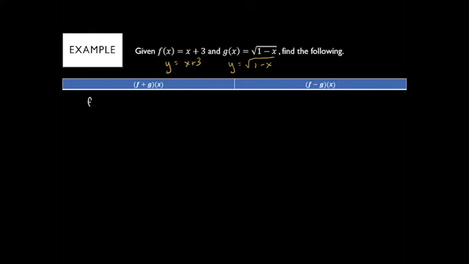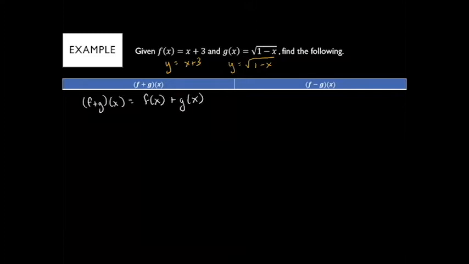So our formula on the left, we have exactly what they showed us. And then this is just f of x plus g of x. You're just adding the two functions together. That's what this is showing us.